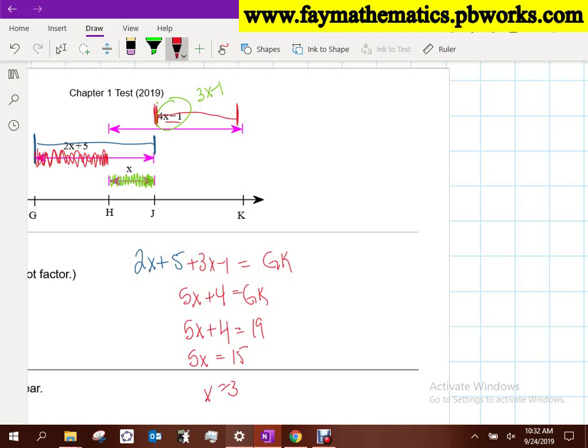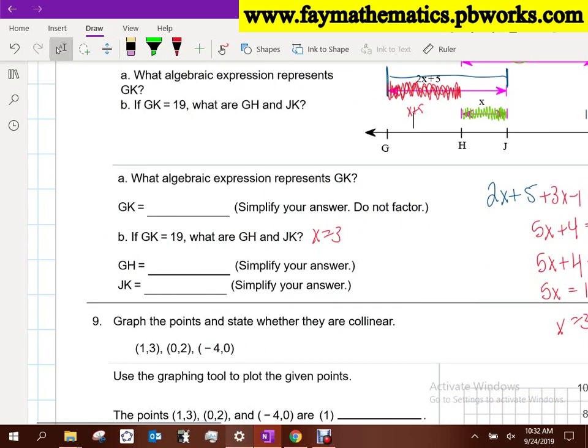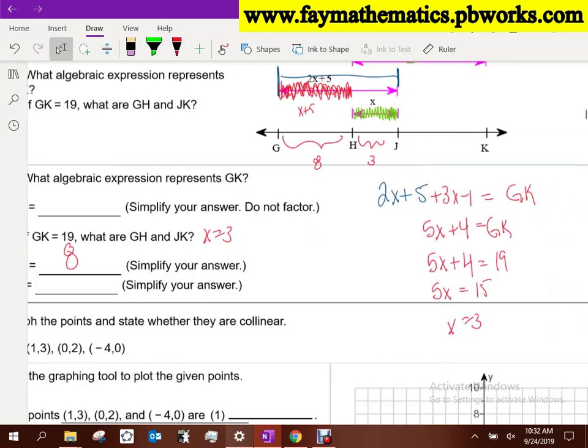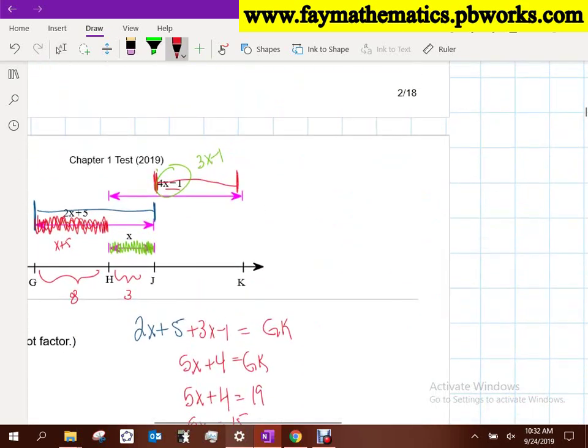So that distance right there that I just colored, that red distance, is just x plus 5. So if x was 3, g to h is 8. So that distance there is 8. That distance there, we said x was 3, would be 3. And now let's see what jk is. Well, jk, we already said that was 3x minus 1. So it's going to be 8 as well.